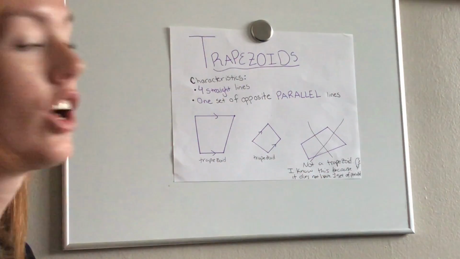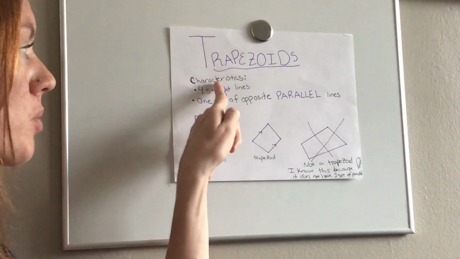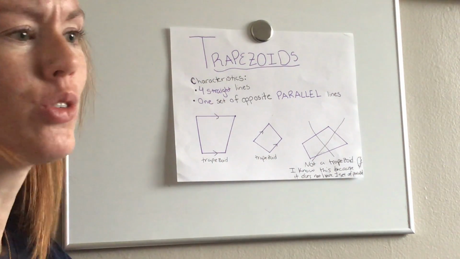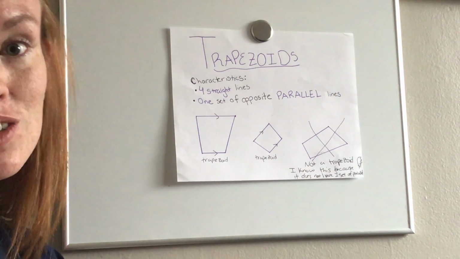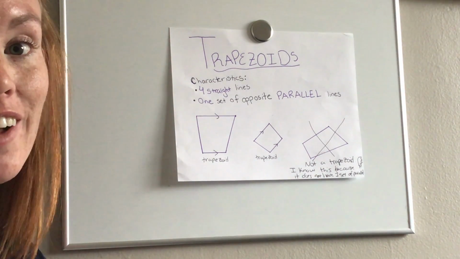Notice how I'm using real complete sentences explaining with characteristics to support my reasoning. No or yes is not really a good answer. So this is not a trapezoid because it has no parallel lines.